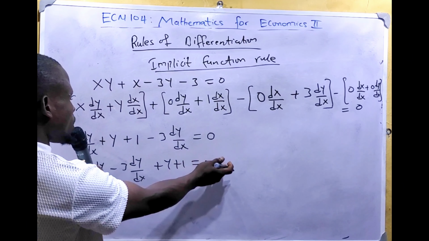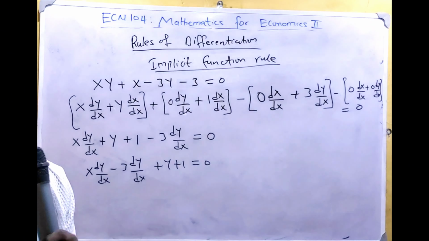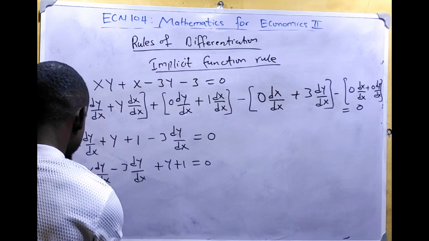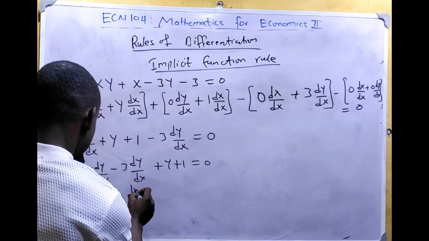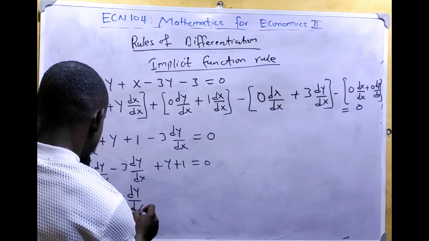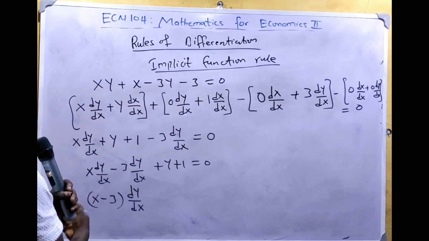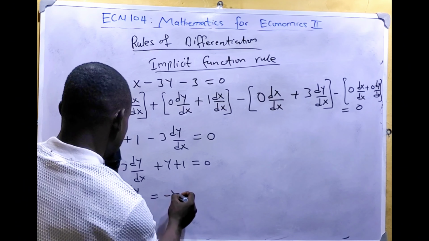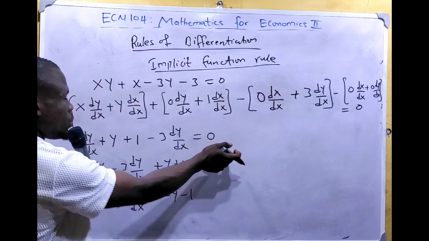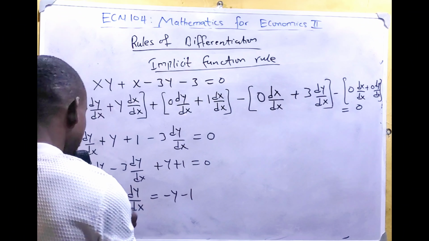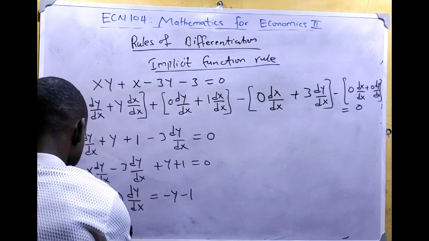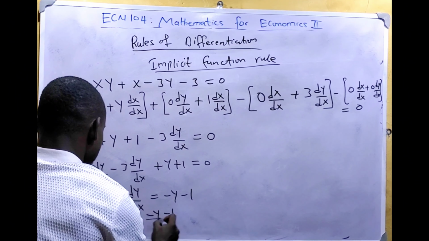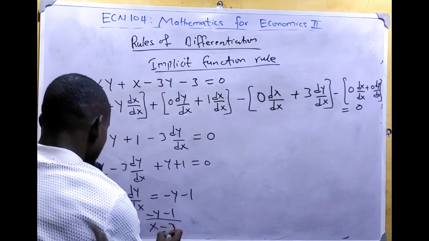Now we can take this to this side as we plan on making dy dx the subject of the formula. From here now, this will be x minus 3 dy dx, that's if you factor dy dx out from here, equals to minus y minus 1. When this moves to the other side, it changes sign. So what we have here is our dy dx equals to minus y minus 1 all over x minus 3.